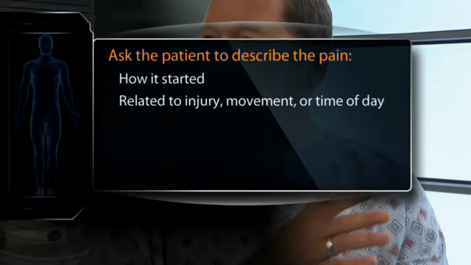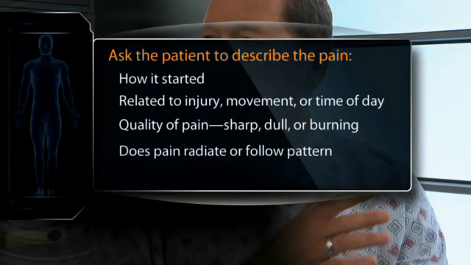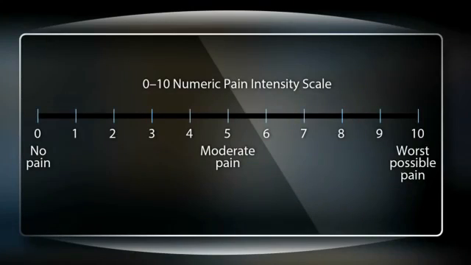Identify the 7 features of the patient's pain. Also ask about the quality of the pain: sharp, dull, or burning. Ask if the pain radiates or follows a particular pattern. Ask what makes the pain better or worse. Assessing the severity of pain is especially important, and there are many scales at your disposal to help determine that, which can be used by children as well as patients with language barriers or cognitive impairment.